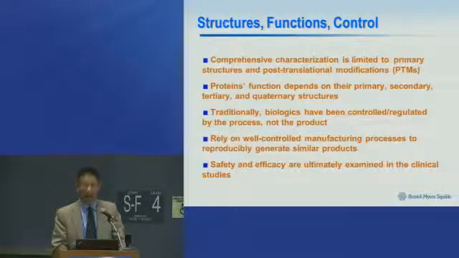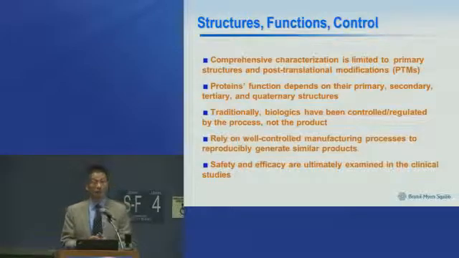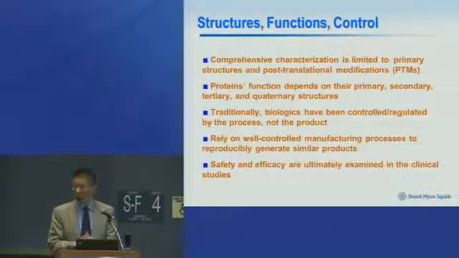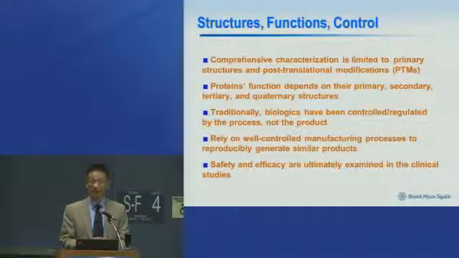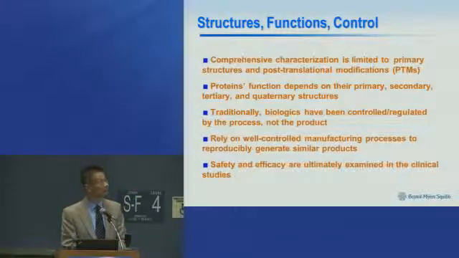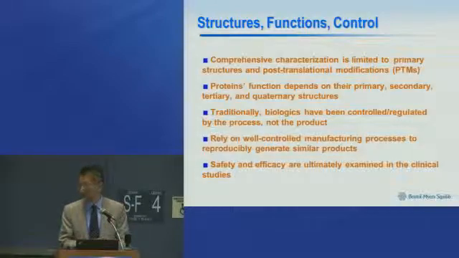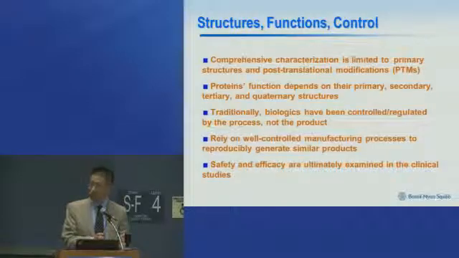So how different is the large molecule characterization compared to small molecule? It is quite different. For example, only the primary sequence and the post-translational modification can be extensively characterized, and that's about it. However, it makes things more complicated. The protein function depends on not only the primary sequence, but also secondary, tertiary, and quaternary structures to make it fully active. That's why Hans showed so many orthogonal methods to make sure the generic drugs are similar to the innovative drugs.